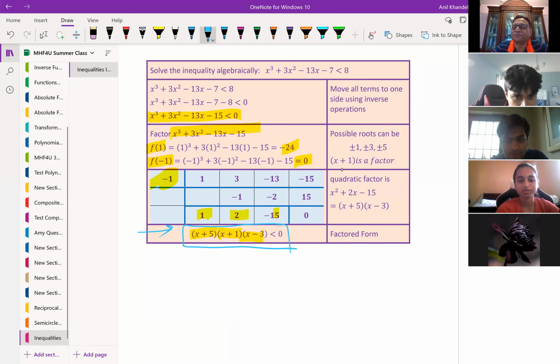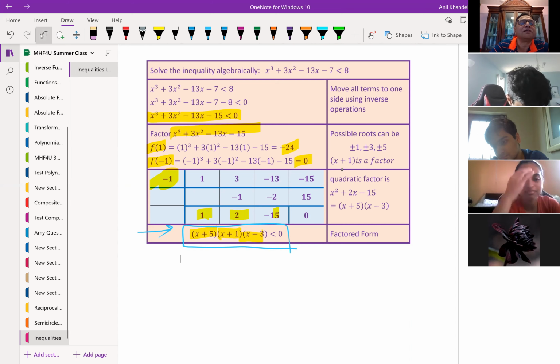Can't hear you. Now you're on mute. Your volume is low or what? Can't hear you. Okay, Vishruta, can you help us? We cannot hear Ankita, so sorry.